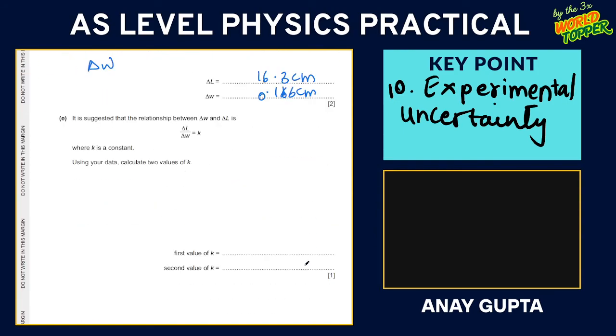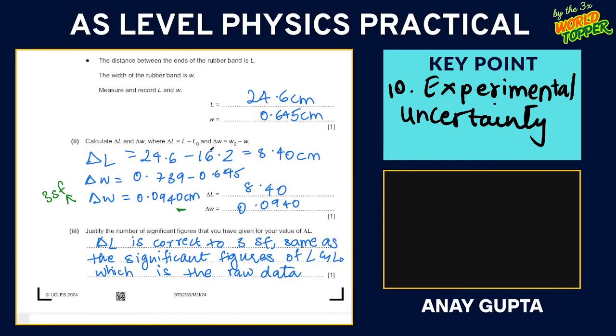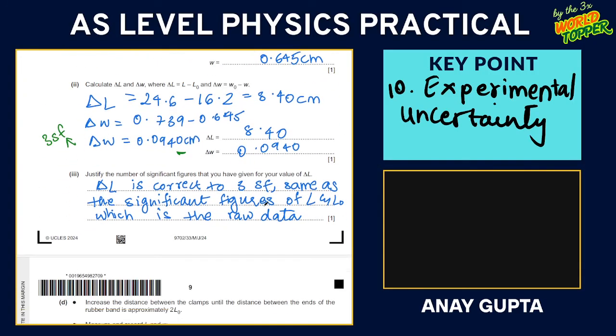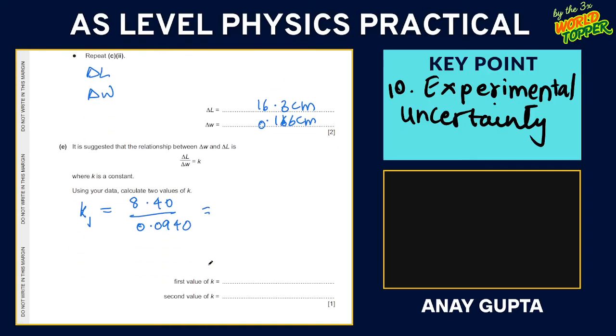Because it's getting a little too long and I don't want to pester you so much before the exam, let's just say that these are the values that we have calculated. Now, this is another very tricky, important question. So what do we do here? When we're calculating two values of K, I use the subscripts K1. So K1 using the first value of delta L and delta W, which was 8.40 and 0.0940. So we use these values here. So that K is 8.40 divided by 0.0940. Now, be careful, both the values are in centimeters, so K will have no units.